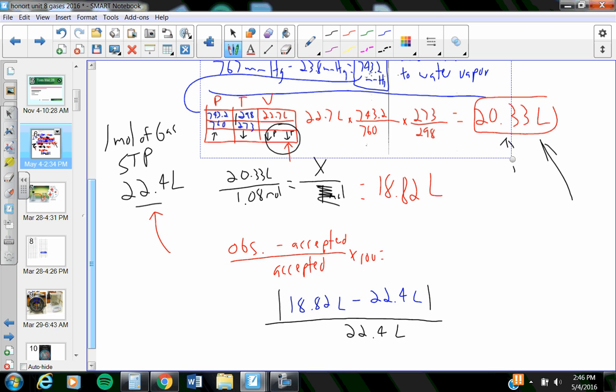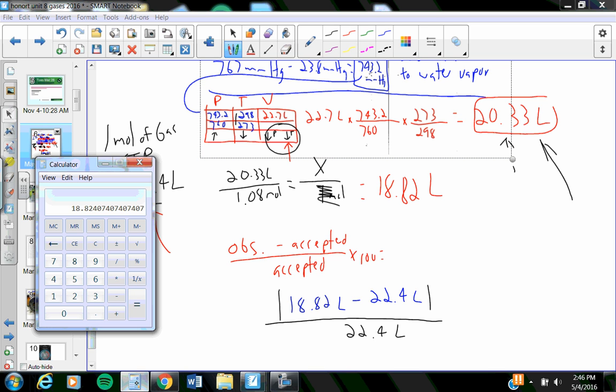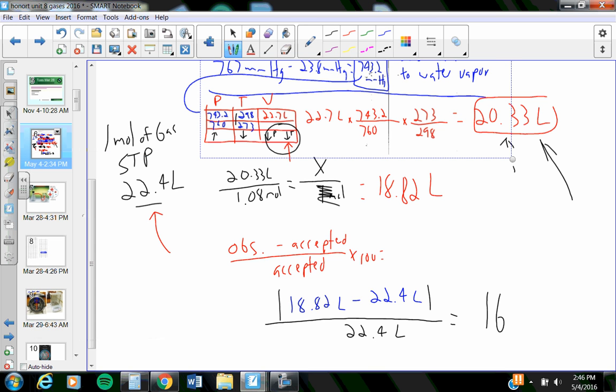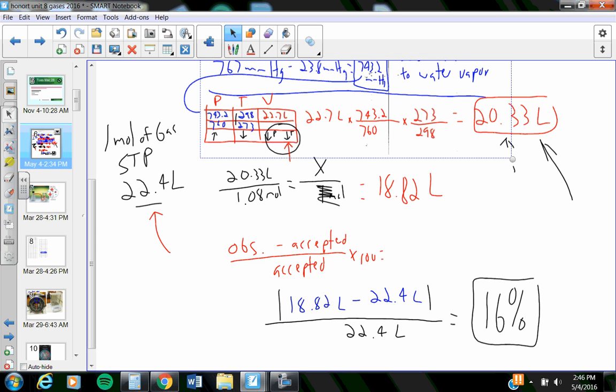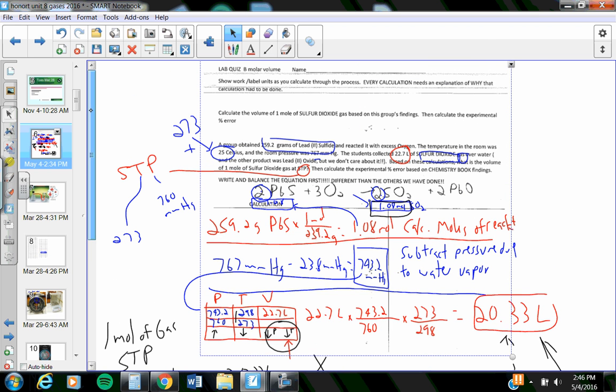Careful when you put this into the calculator. I'm going to do 18.82 minus 22.4. Then I'm going to press equal. It's that number divided by 22.4. But I have to times it by 100. I could keep the negative. I'm not going to. I'm just going to simply round and get 16% error. It's off by 16%. If I kept the negative, maybe it would tell me that it was short by 16%. That is the molar volume of a gas lab quiz.